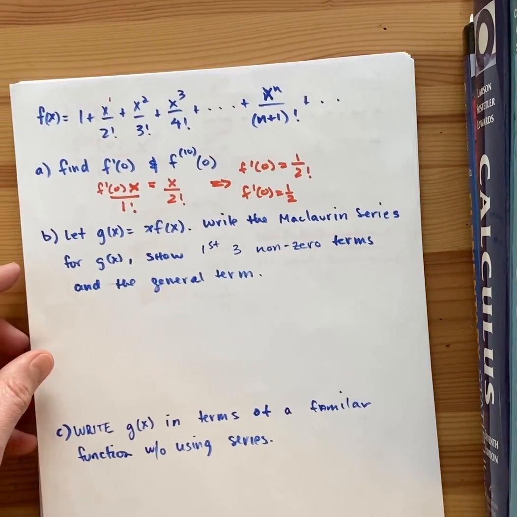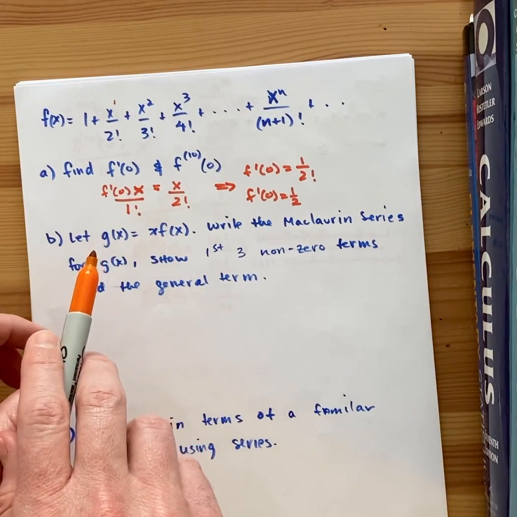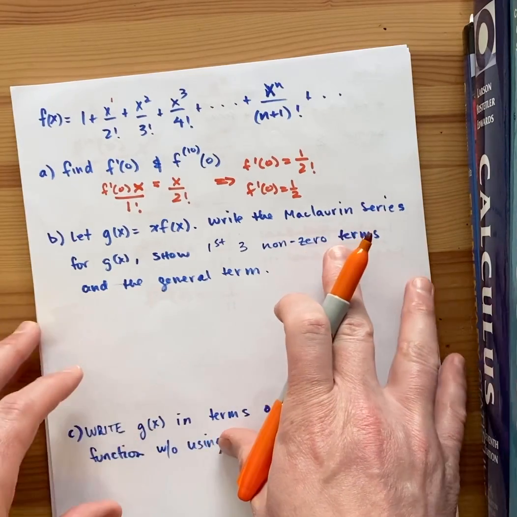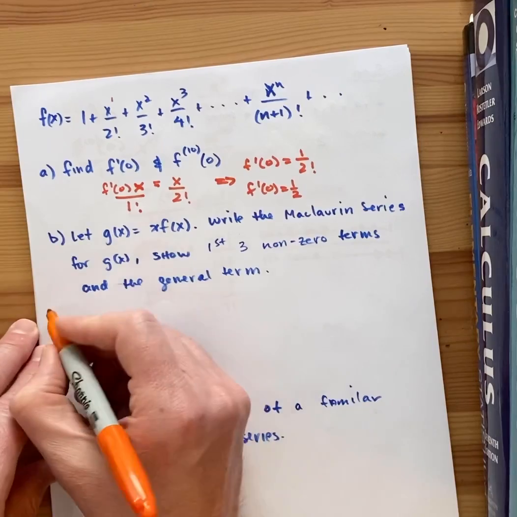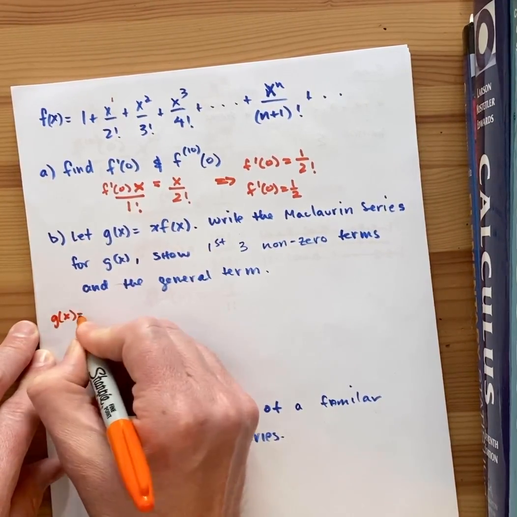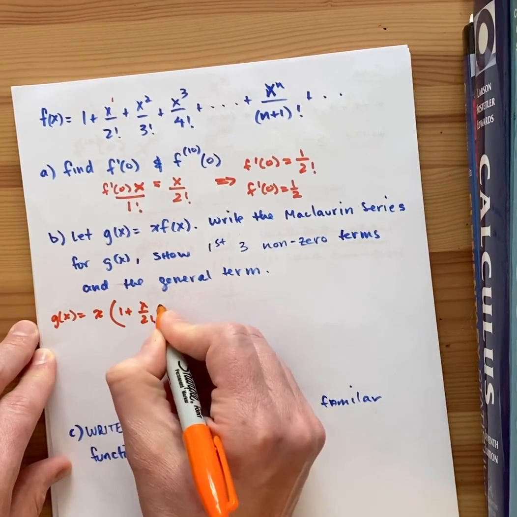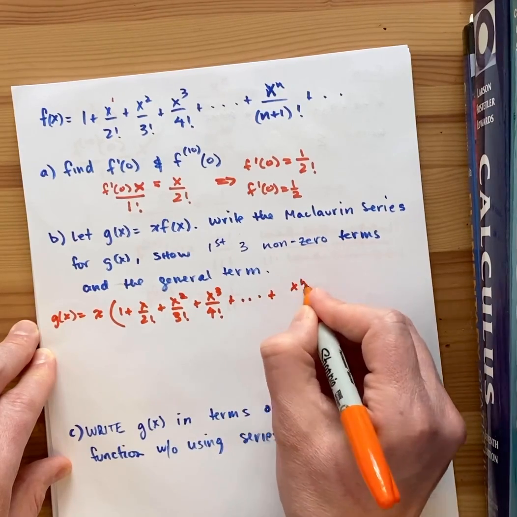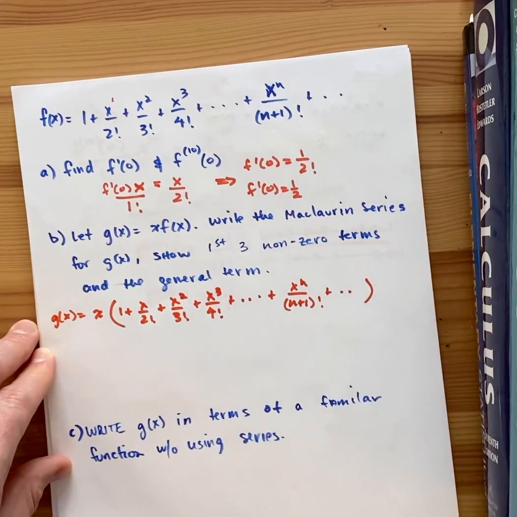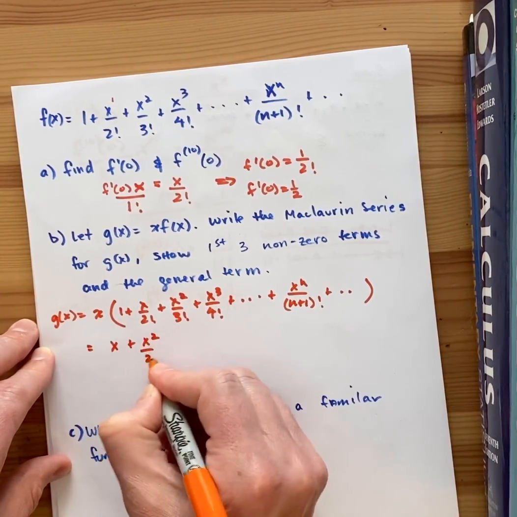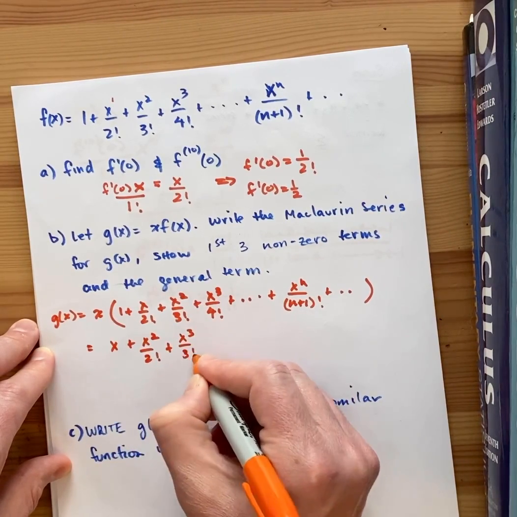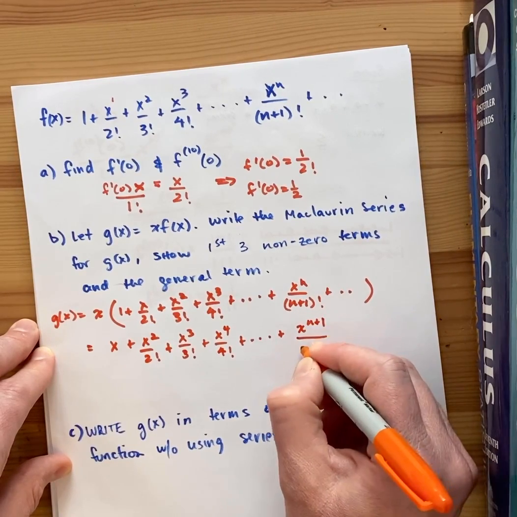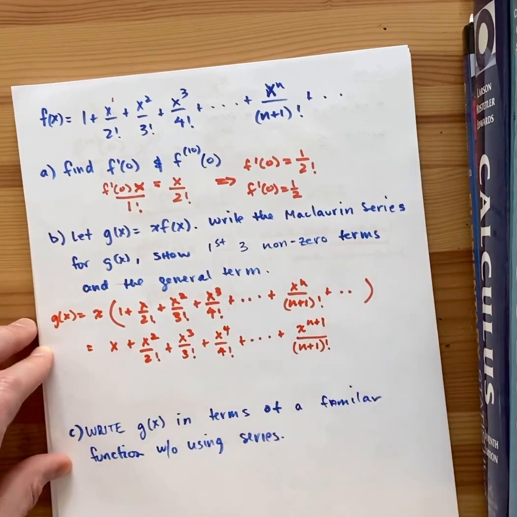Okay, next one we have is they're saying let g of x equal x f of x. So what does that mean? If this is our f of x, we're just multiplying every single term in here by x. So I'm taking that whole thing and multiplying everything by x. So g of x equals x times this whole thing, and so on. I'm just distributing. So I'll get x plus x squared over 2 factorial plus x cubed over 3 factorial plus x to the 4th over 4 factorial plus dot dot dot plus x to the n plus 1 over n plus 1 factorial.